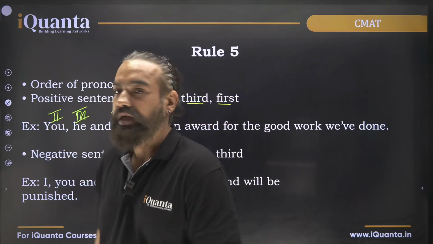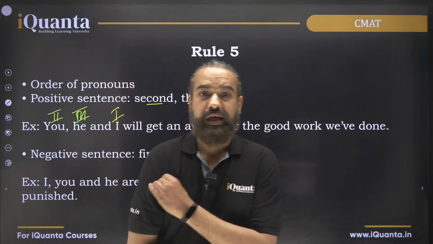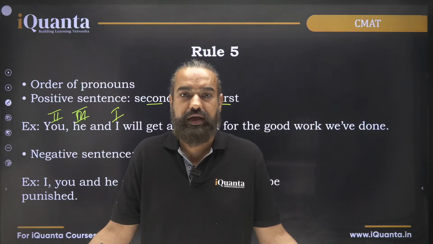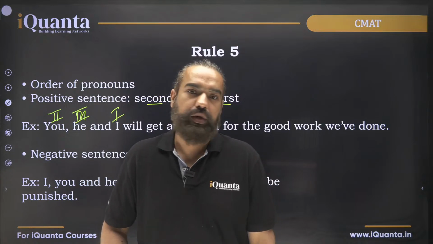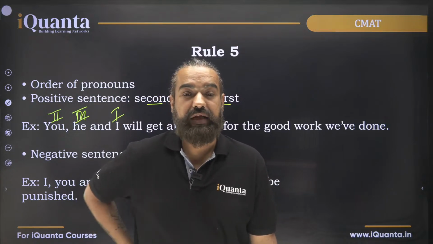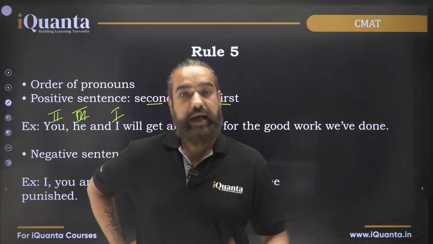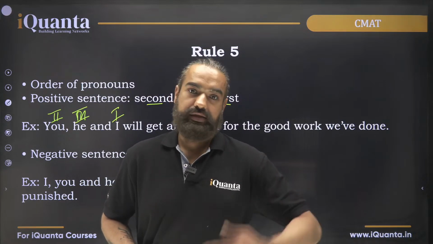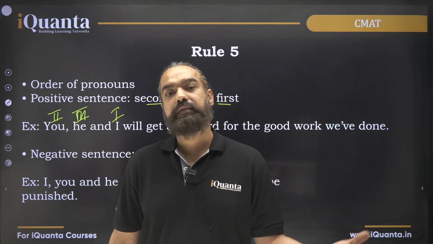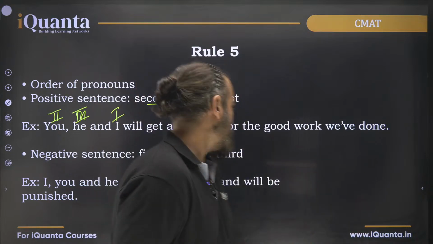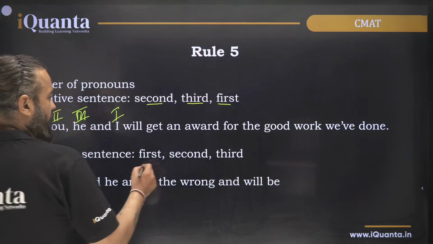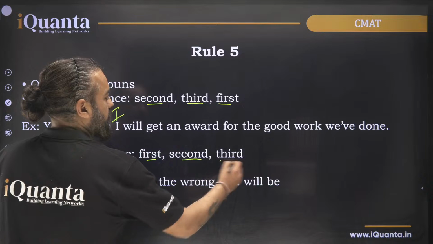Yes. Now, in case of a negative sentence, so all of us were bunking the class. Now we get caught bunking the class, and I go like, oh, now we are done for. So who takes the blame first? As a courtesy, I take the blame first. Then who takes the blame? The one I invited, the second person. And then who takes the blame? The third person. So that's how it works. In case of a negative sentence, the order changes to first, second, third.